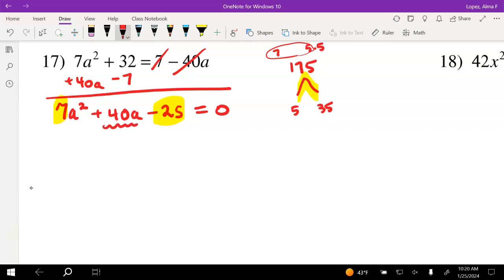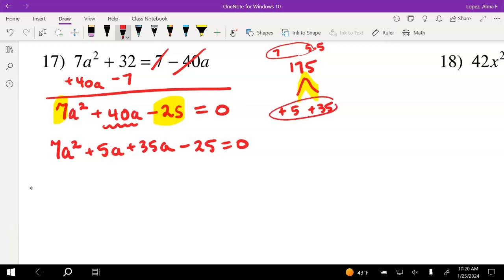I need them to add up to a positive 40, which I'll make both of them positive. We're going to get 7a squared. I'm going to rewrite the 40a using those numbers. And again, you can take a little bit longer and write down all of the factors and you'll find them. I'm just trying to make the video fit under the timeline I need. I rewrote the middle term using those two factors that I found that equal 40a when I add them together. Now I'm going to group the first two together and I'm going to group the second two together.